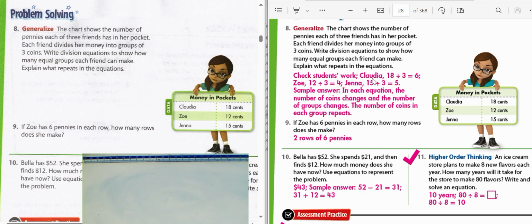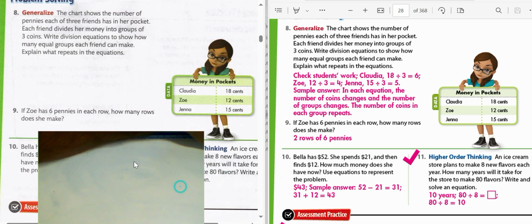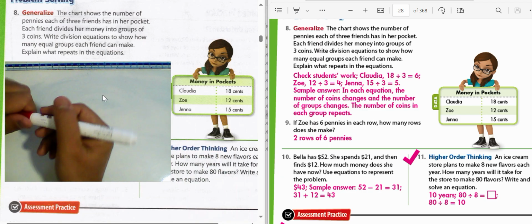Take the student's work here. 18 divided by 3 equals 6, and 12 divided by 3 equals 4, and 15 divided by 3 equals 5. The simple answer: in each equation, the number of coins changes and the number of groups changes. The number of coins in each group repeats. Understood? In this example, you must write this operation here to know the steps.